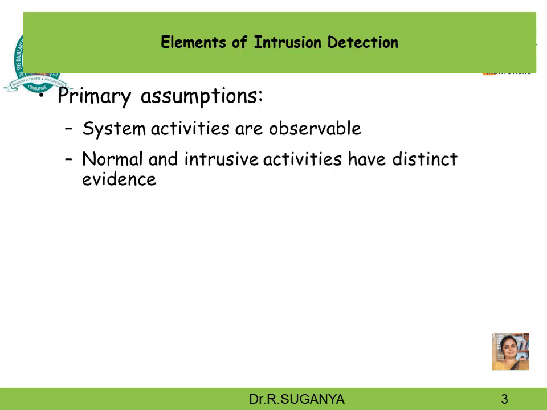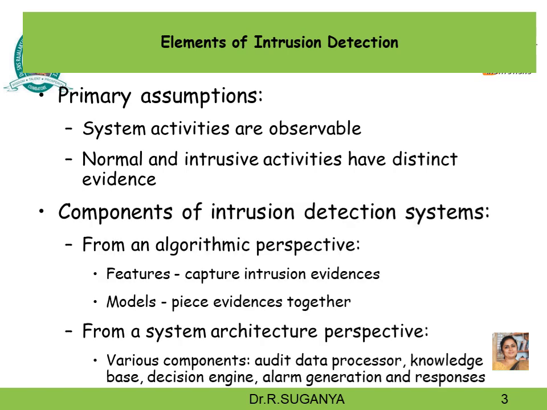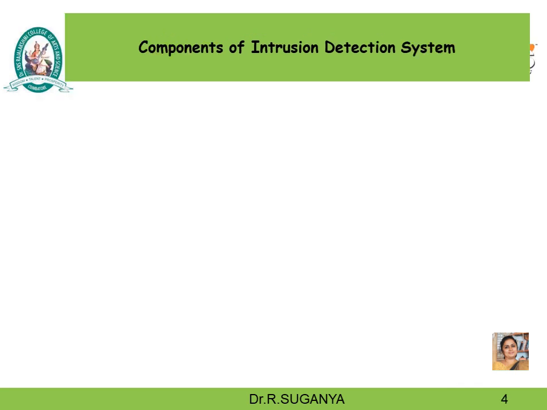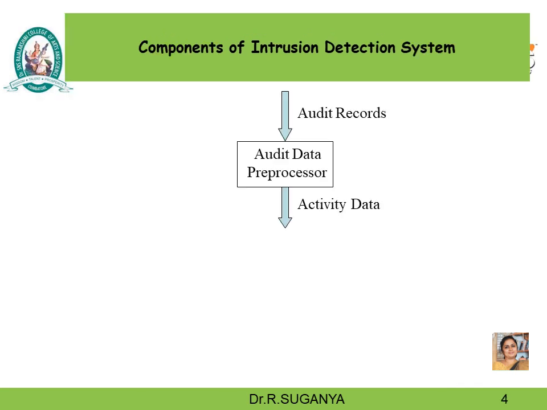Elements of intrusion detection. Primary assumptions: system activities are observable, and normal and intrusive activities have distinct evidence. Components of intrusion detection systems. From an algorithmic perspective, there are features which capture intrusion evidence, and models piece the evidence together. From a system architecture perspective, the various components are the audit data processor, knowledge base, decision engine, alarm generation and response.